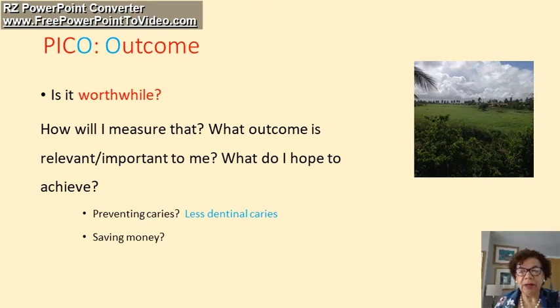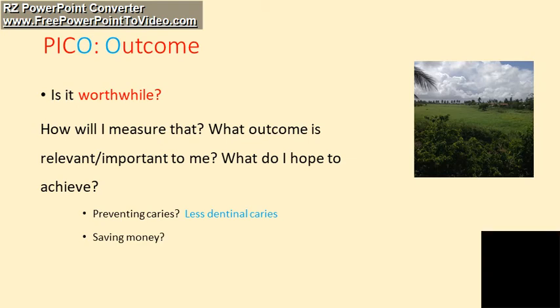The O in PICO is outcome. In the informal question, we have said, is it worthwhile? We need to specify how we will measure that. We need to consider what outcome is relevant or important to us. As a clinician, we probably want to know how can we prevent caries if we place fissure sealants for all our child patients.